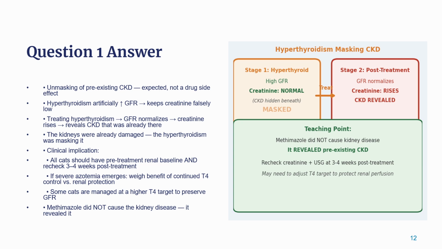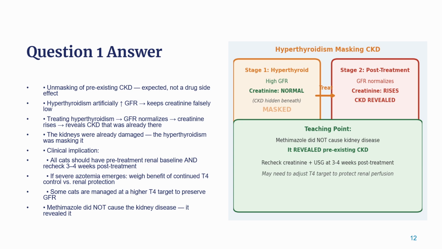Hyperthyroidism causes a high cardiac output state that artificially increases blood flow through the kidneys, keeping the GFR elevated and the creatinine falsely normal. When you control the hyperthyroidism, GFR normalizes and the creatinine rises to reflect the true and already damaged kidney function. The kidneys were already sick. The hyperthyroidism was just hiding it.